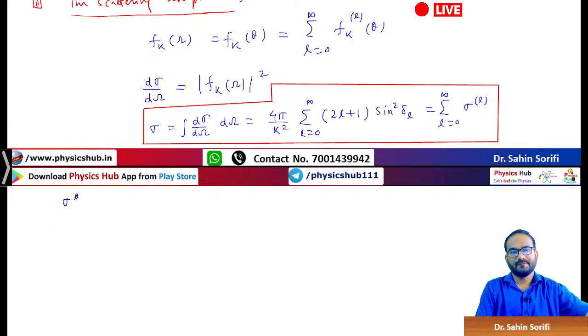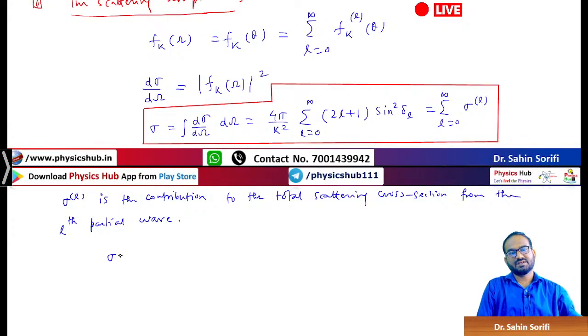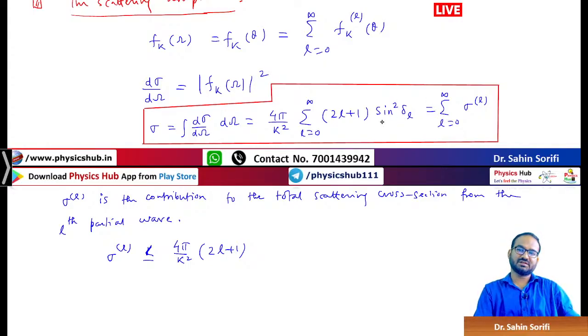What is sigma of L? Sigma of L, the contribution of each partial wave, is the contribution to the total scattering cross section from the Lth partial wave. Now you just remember this sigma of L is less than or equal to 4 pi by k square times (2L+1). Why is it? Because sine square delta L is less than or equal to 1. So this will be less than or equal to 4 pi by k square into (2L+1), simple thing. Here this delta L is known as the phase shift.